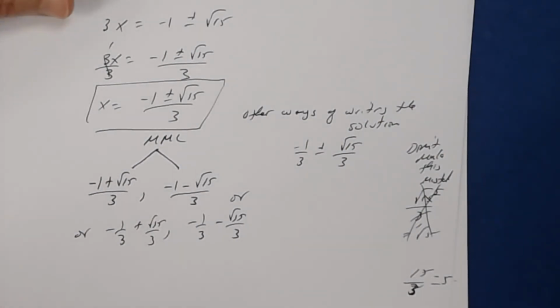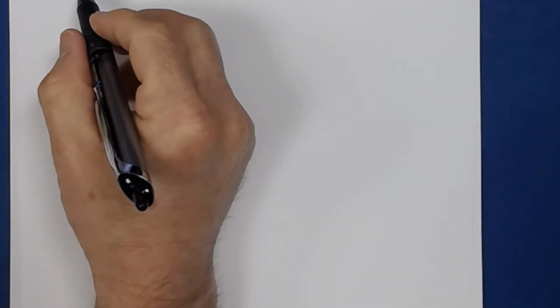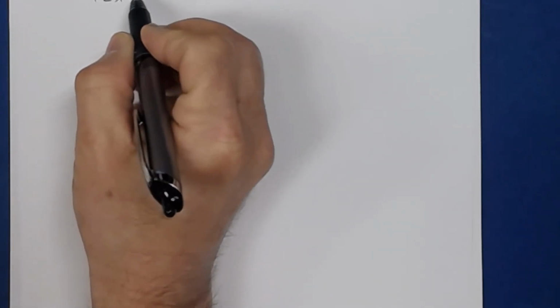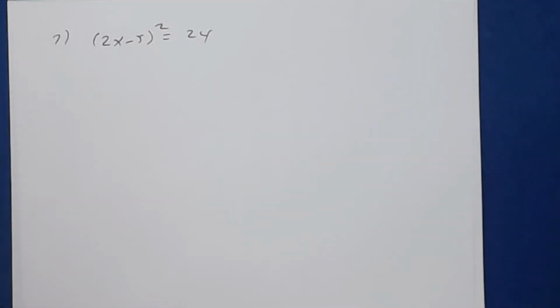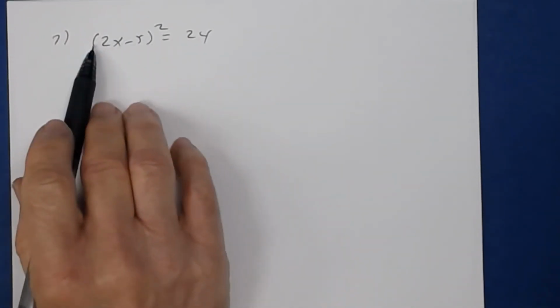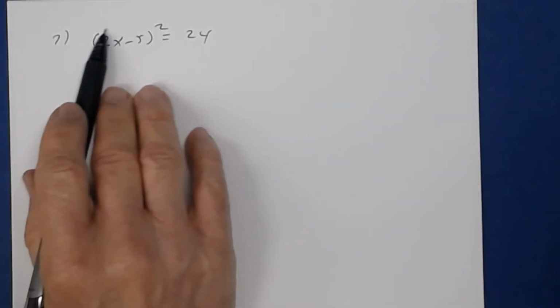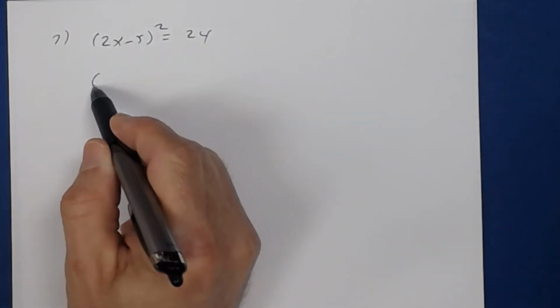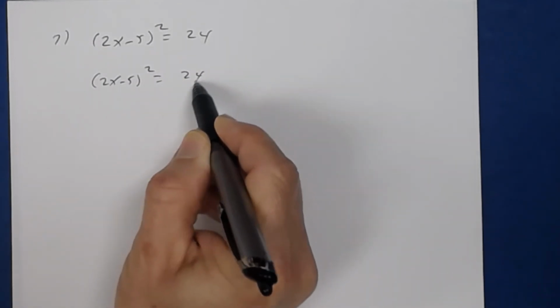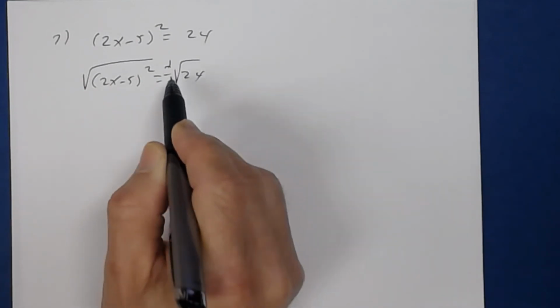Okay, number 7. Suppose number 7, I had 2x minus 5 squared equal 24. So 2x minus 5 squared equal 24. Okay? If you notice that I do have that expression squared equal a number, equal a constant, so I can go ahead and take the square root of both sides, just like this. Okay, plus or minus, don't forget plus or minus.